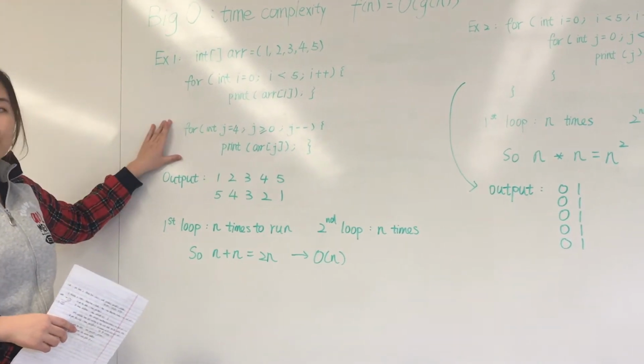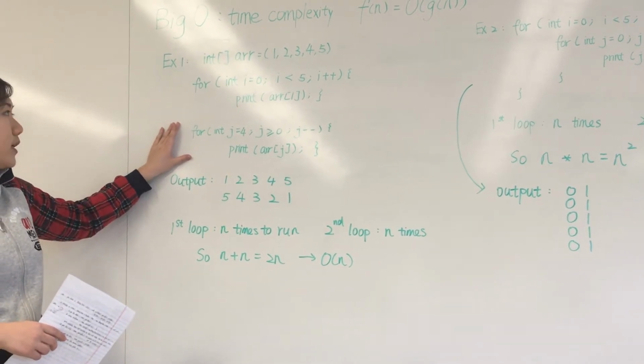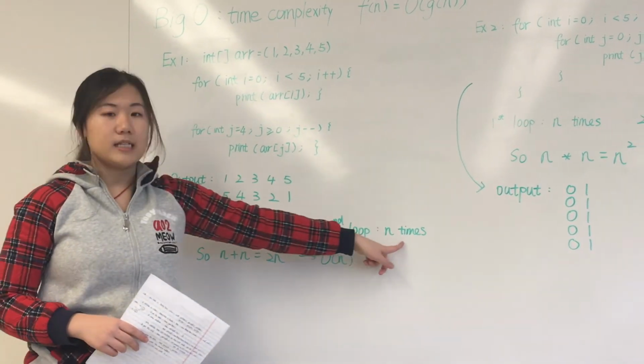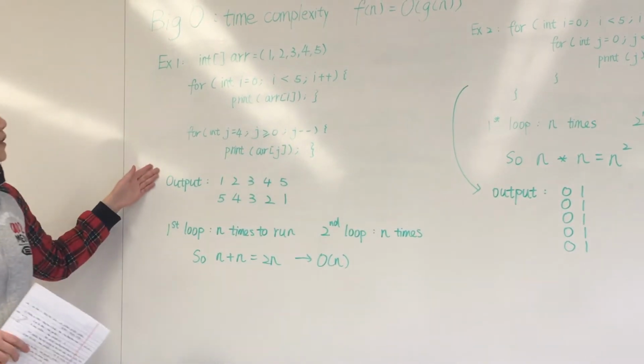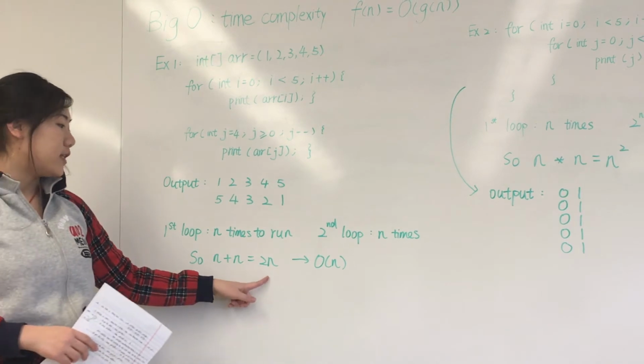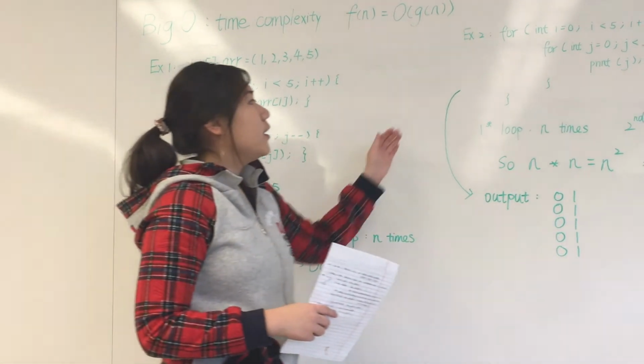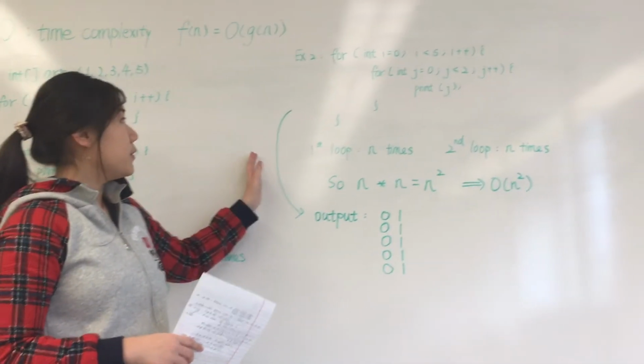And if we look at the second for loop, it also loops through each element in the array. It's just from backwards. So the second loop also takes n times to run. So in total, this algorithm will take n plus n equals 2n times to run, which we say is big O of n. However, let's look at another example that's also 2 for loops.